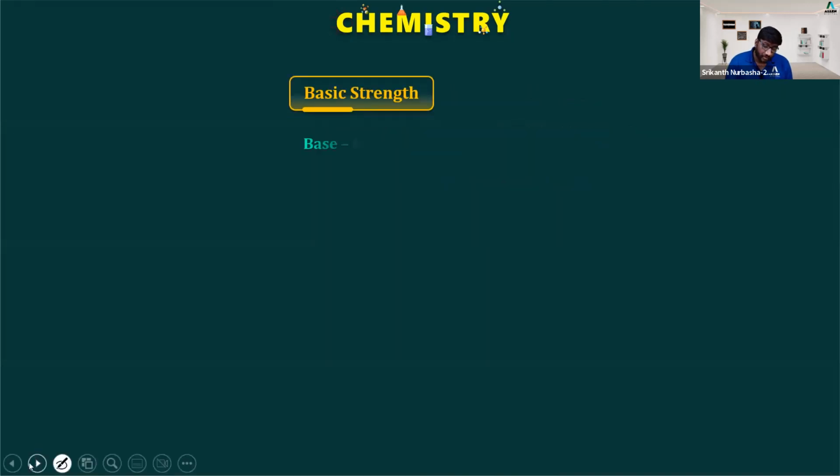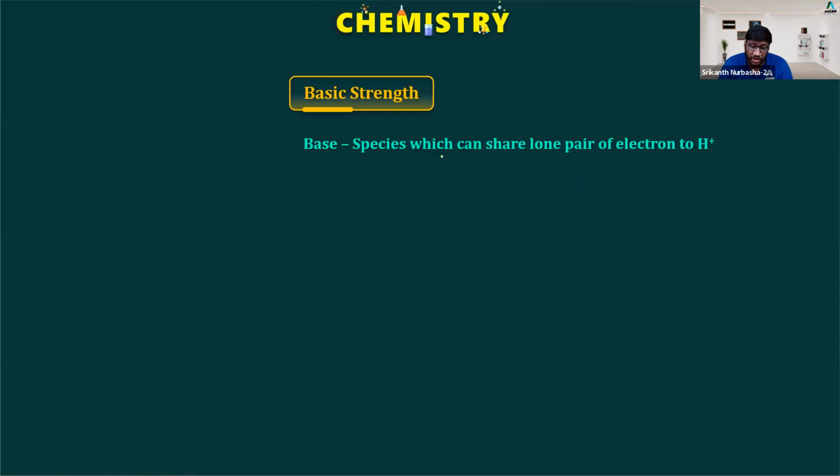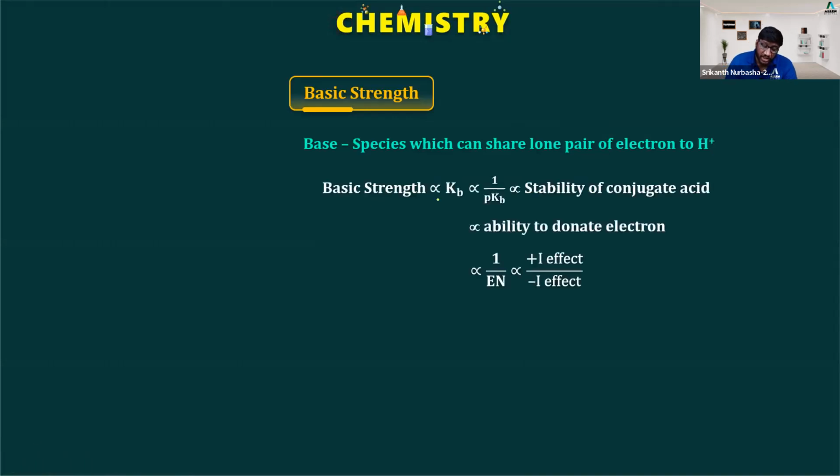Then basic strength. A base is a species which can share a lone pair of electrons with H+. Basic strength is directly proportional to Kb, like Ka is directly proportional to acidic strength. The higher the value of Kb, the higher the basic strength, and the lower the pKb. Kb and pKb are inversely proportional.